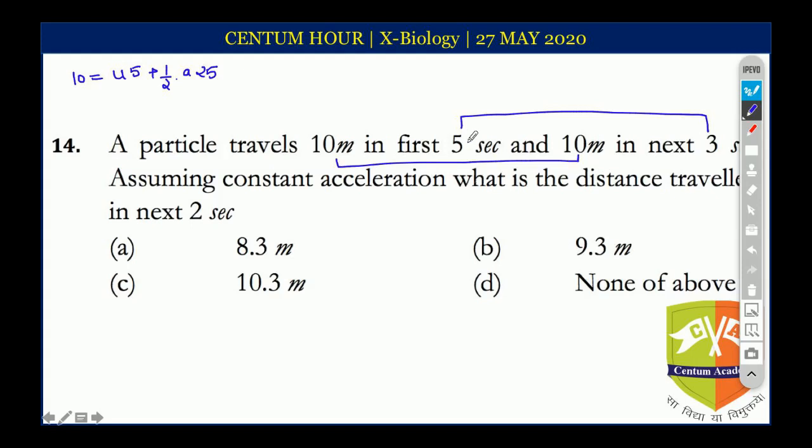Ashish, no problem. We'll rediscuss this again. I have discussed how to select one of the three equations, but we'll rediscuss it personally also.